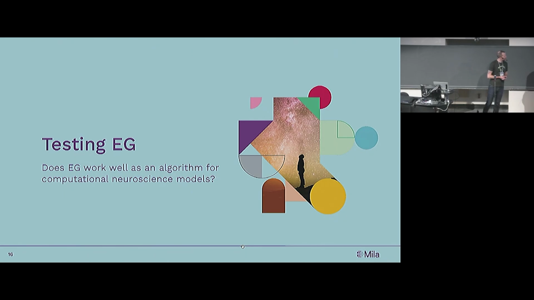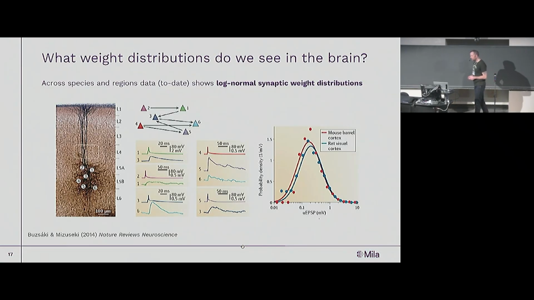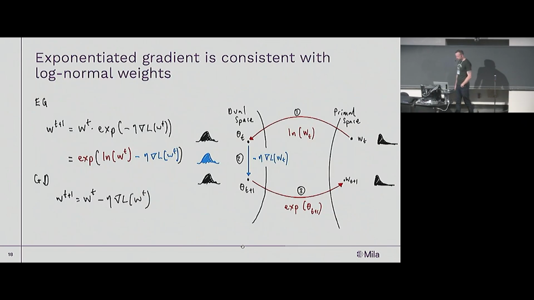Okay, so let's test it. First of all, let's look at this weight distributions question. What kind of weight distributions do we get? As I've said, by construction, this algorithm respects Dale's law, but does it actually match the phenomenological data better? Well, in fact, if you think about it mathematically, it should match the data better.